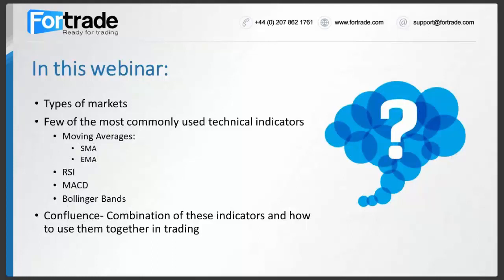In this webinar, we'll be discussing the types of markets, a few of the most commonly used technical indicators such as moving averages, SMA and EMA, RSI, MACD, and Bollinger Bands, and confluence, a combination of these indicators and how to use them together in trading.